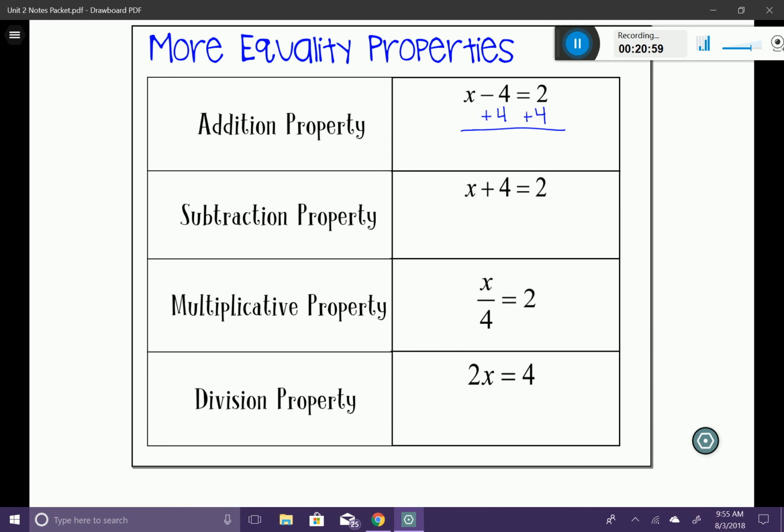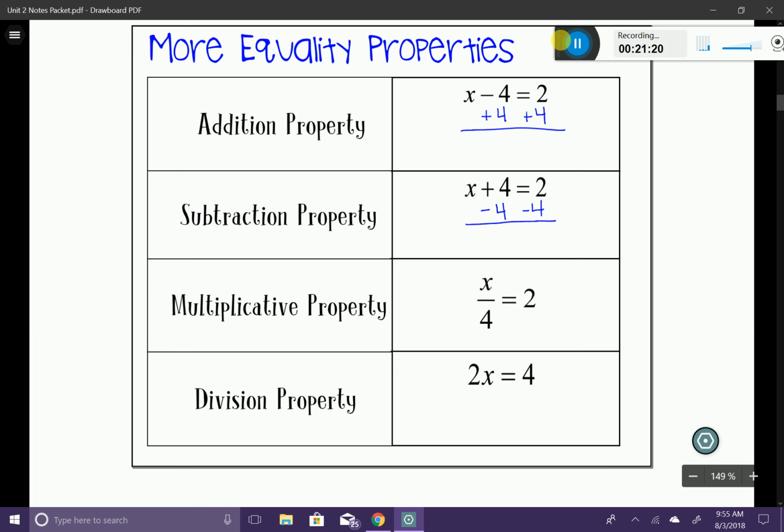Okay, same idea with the subtraction property. If I'm still working with the same type of problem and I'm solving for that variable, to eliminate that positive 4, I need to subtract 4. By subtracting 4 from both sides of the equal sign, I just did the subtraction property of equality.